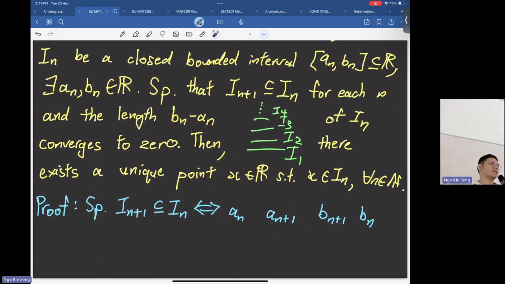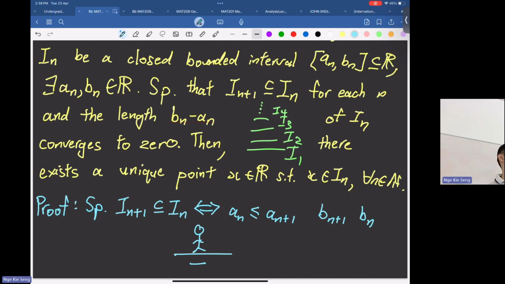You want a nested effect. You should have an less than or equal to an plus 1. It cannot be greater, right? If it is greater, then you have something like this already. Correct or not? It's not nested already. Can you sit in a smaller house than you? Right. Okay, the house should nest you. Correct or not? Okay. How about an plus 1 and bn plus 1?